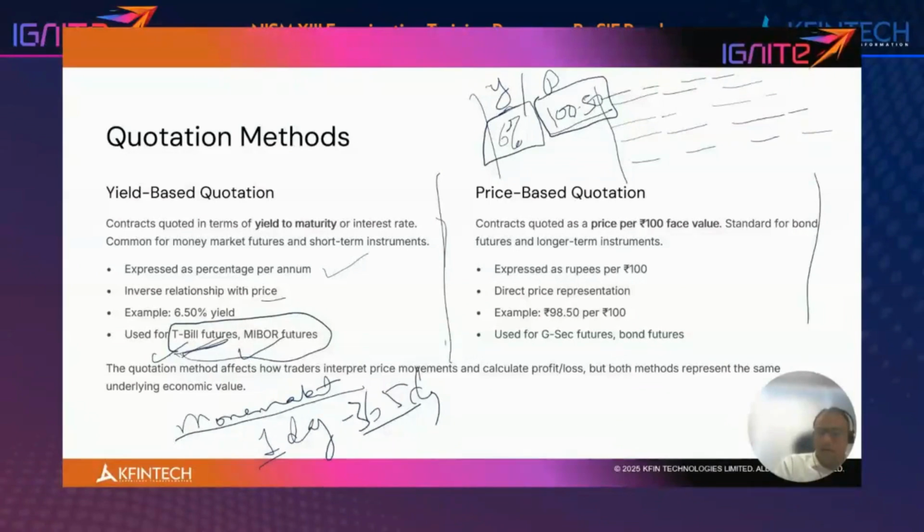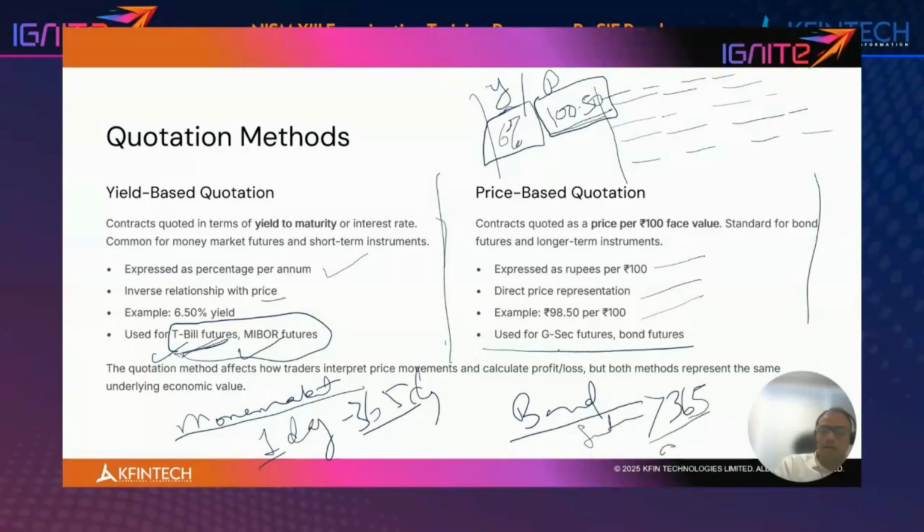And then opposite to that is price based. As I mentioned, the bond can be quoted in terms of price, specifically used for GSEC and bond futures. So non-money market or the bond market products which have maturity greater than 365 days. So when you enter into the futures market, these are the two types of quotations which are available. The bond can be quoted on a YTM basis, or it can be quoted simply on the price basis.